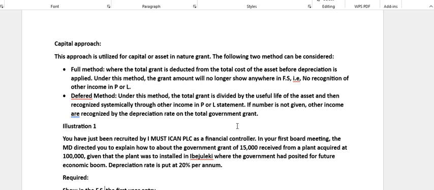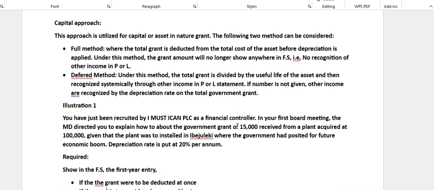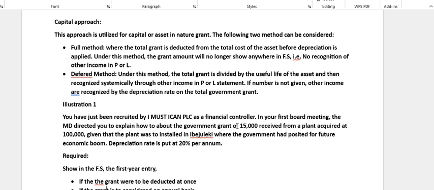Under this capital approach, you can use two methods. Either you use the full method or you use the deferred method. The two are different. You can only use either of the two at once as an entity. You can't use the two at the same time. You have to choose one, and whichever one you choose, you also have to disclose it. Please note all this disclosure that I'm saying. They might ask you in your exam, and hopefully we'll get to that point tonight.